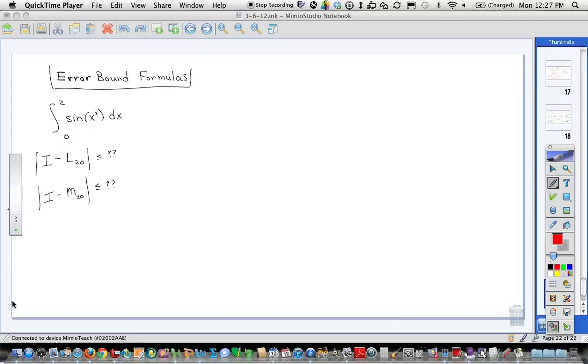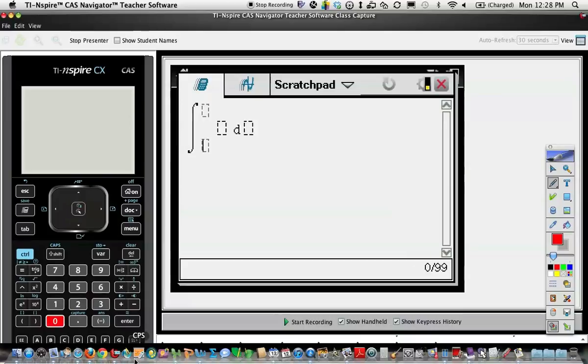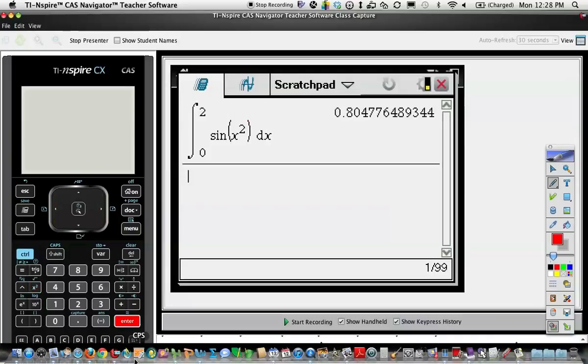All right, so we'll call the integral I here, and on your calculator there, everybody, go ahead and just type that in. Sine of x squared from 0 to 2. Okay, so we know the exact answer is 0.805.